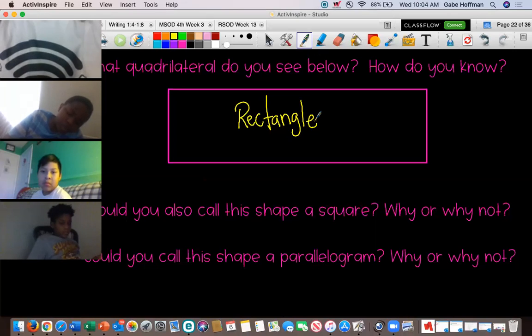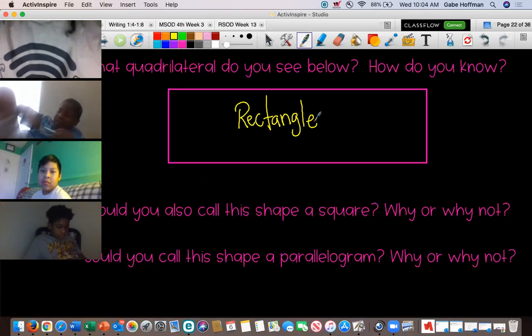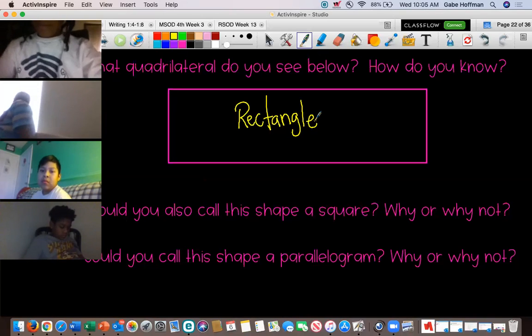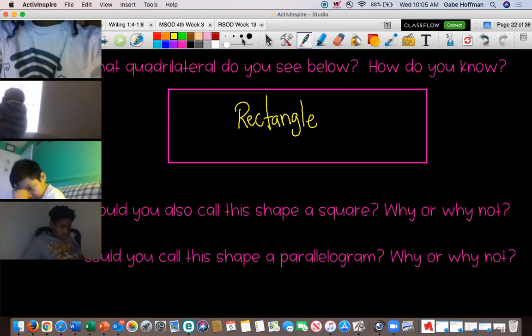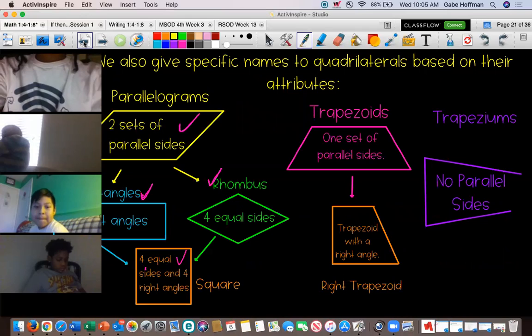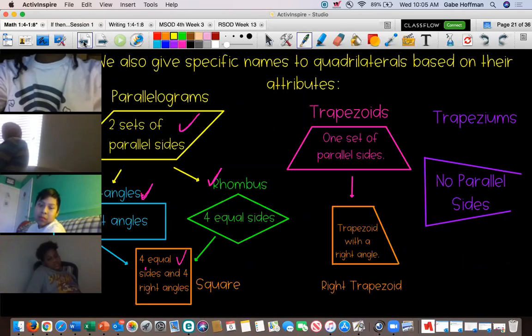Because it's not a square because it doesn't have all the same sides. We know it's a rectangle because the right and the left side are both the same, and the top and the bottom are both the same. And so we know that if the left side and the top side aren't the same, then it's not a square. Yeah. What else does it have?